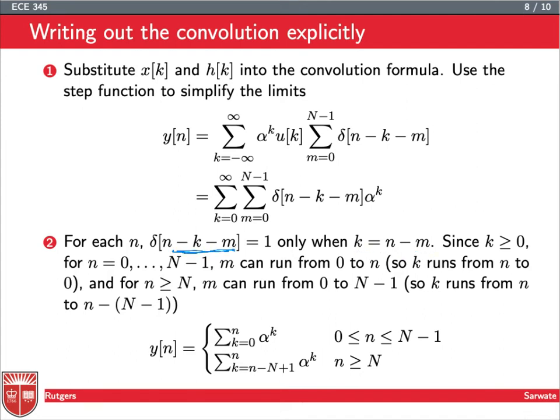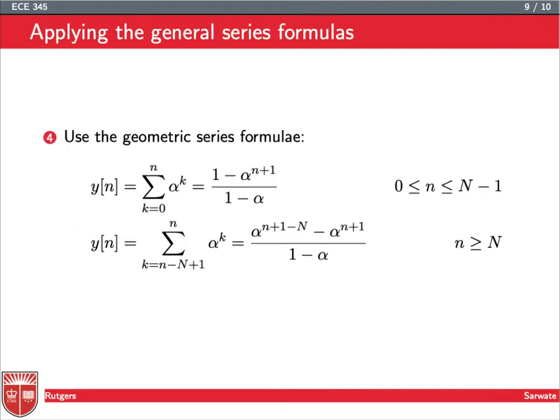So I can simplify this double summation here. And so we get, again, two terms, this sort of partial overlap, and this is the full overlap. And so we can then use our general formulas that we had from the previous slide on the geometric series to simplify. And we get something that looks like this.